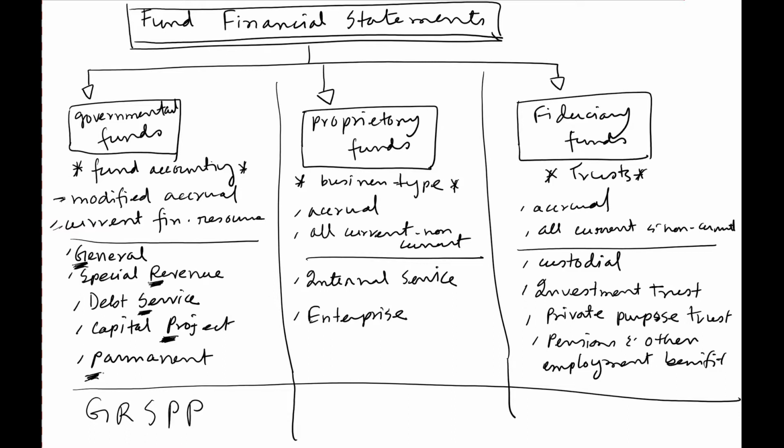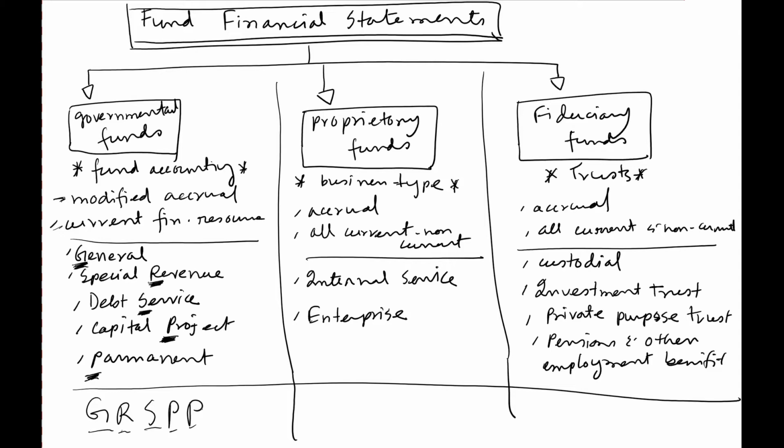So under these governmental funds, which is basically known as fund accounting, these are the five types of funds: general, special revenue, debt service, capital project, and permanent, and you can remember them: GRSPP. And under these governmental funds, they will prepare a balance sheet, and basically on one side they will report all of their current resources and deferred outflows, and on the other side they will report all of their current liabilities and deferred inflows, and the difference they call fund balance.